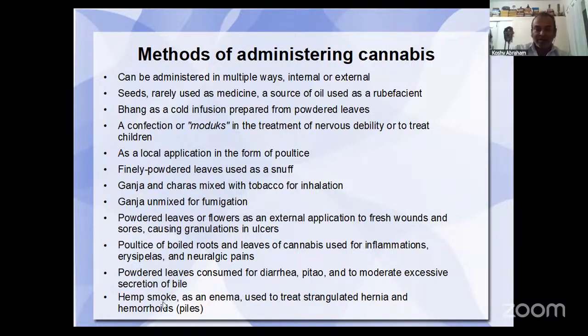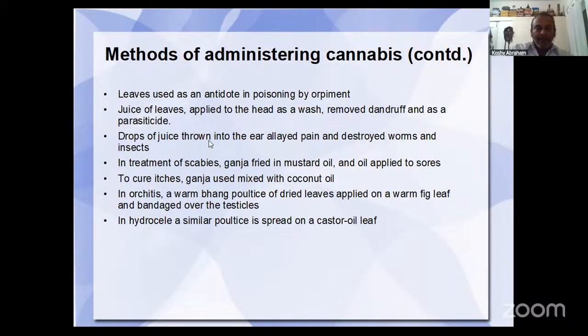Hemp smoke was used as an enema to help treat hernia and hemorrhoids. For arsenic compound poisoning, the leaves were primarily used as an antidote. When people sought treatment for their hair, especially to remove dandruff and parasites, it was the juice of the leaves that they typically used to wash the hair. Drops of the cannabis leaf juice were administered to the ear to remove pain and destroy worms and insects.